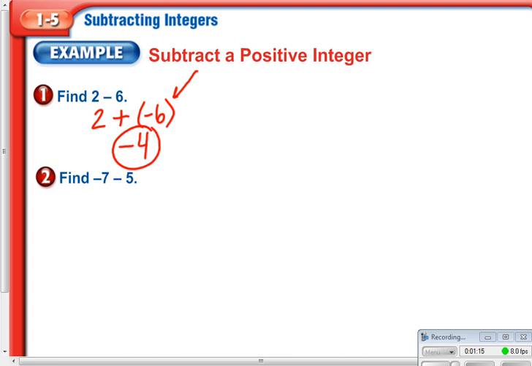Example 2, same thing. Negative 7, and we can do the additive inverse. What's nice about this problem is that the signs are the same. When the signs are the same, you keep the sign, so negative. And then you can go ahead and add the absolute value of the two numbers. So 7 and 5 would give us 12. Our answer is negative 12.